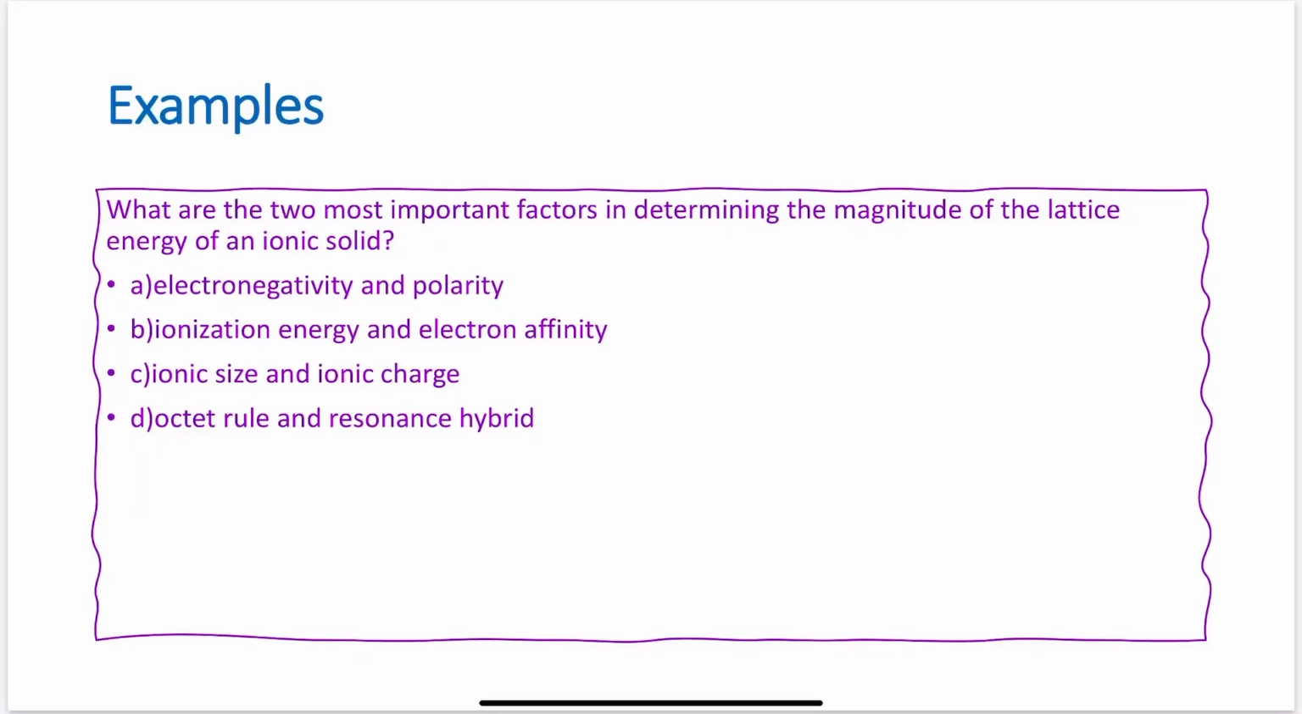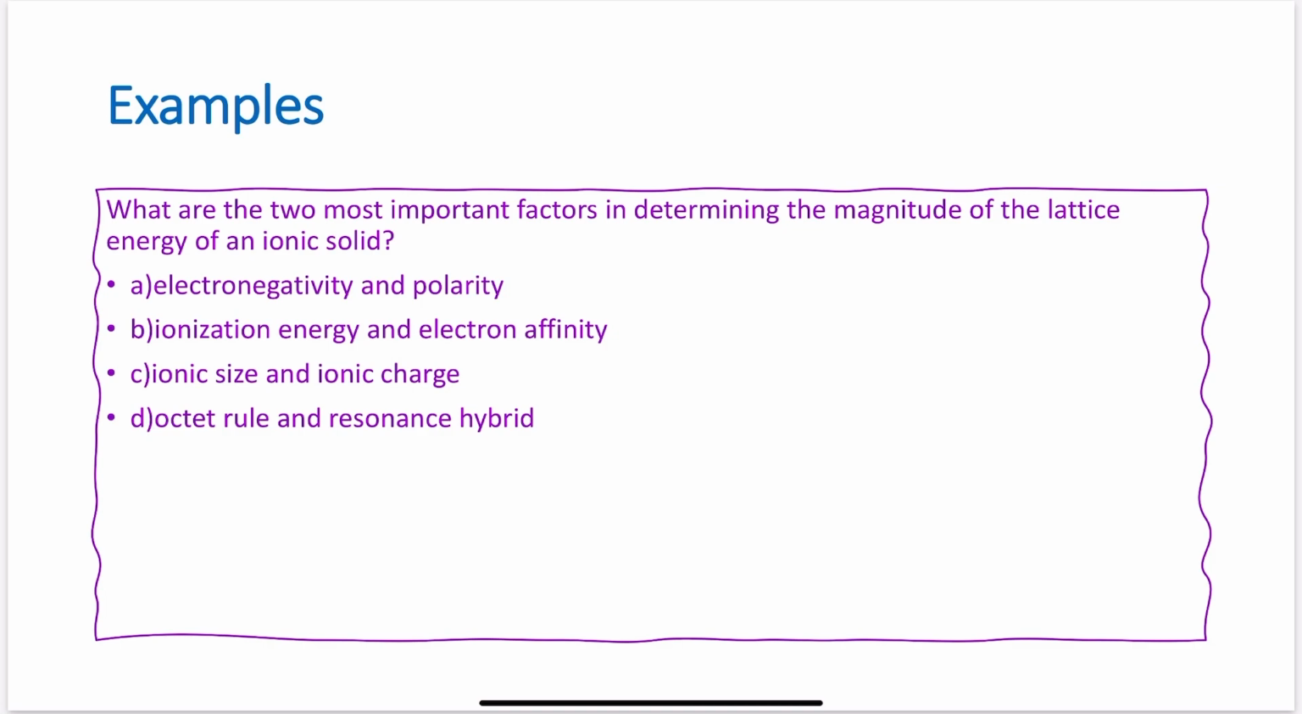What are the two most important factors in determining the magnitude of the lattice energy of an ionic solid? Well, what is lattice energy? Lattice energy is removing the ions, the cation and anion, from each other in the gaseous phase far enough apart from each other that they no longer sense one another and they're no longer in their lattice crystal. So it's no longer an ionic solid.